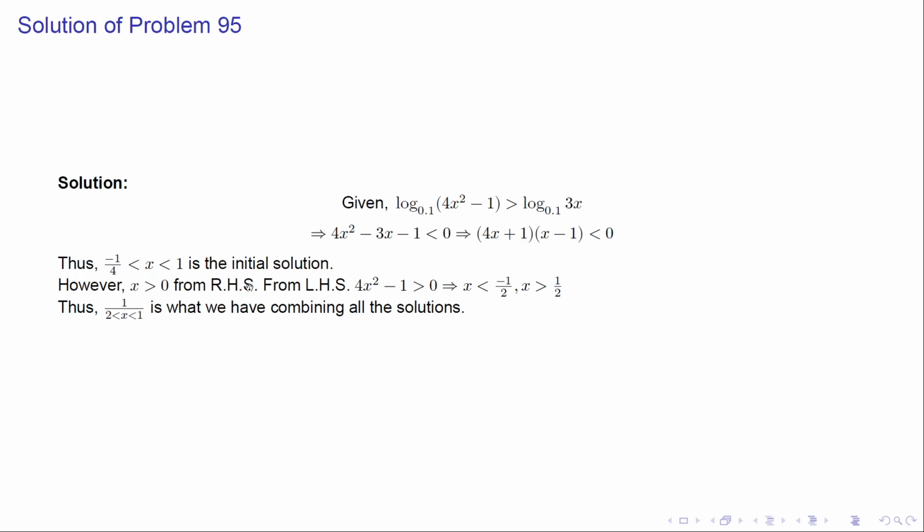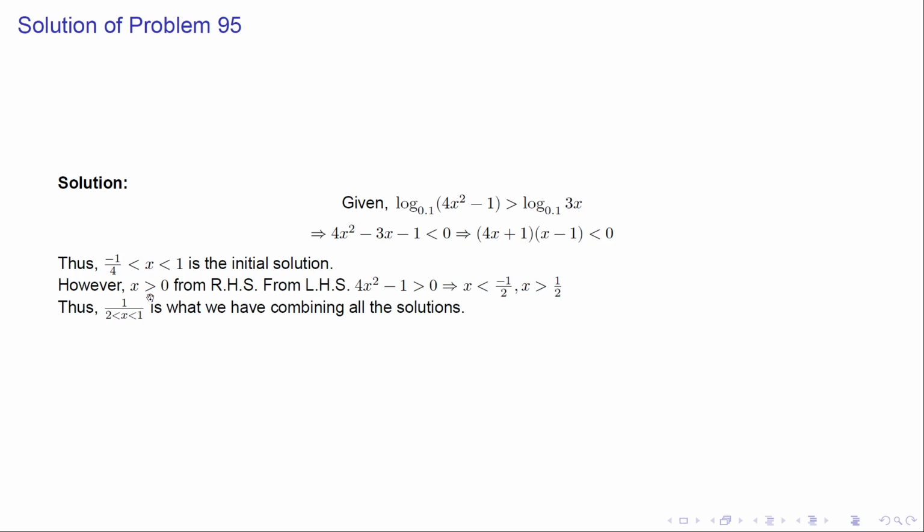But for the logarithm to be defined, x should be greater than 0. And then 4x square minus 1 should be greater than 0. So we will get three conditions. One is x greater than 0, second is that x should be less than minus half, and third is that x is greater than half. So now we have a total of 4 inequalities here. This is a typing issue, so I will have to deduce here. So it says x should be greater than half, okay?